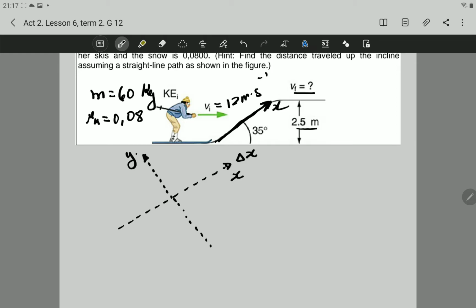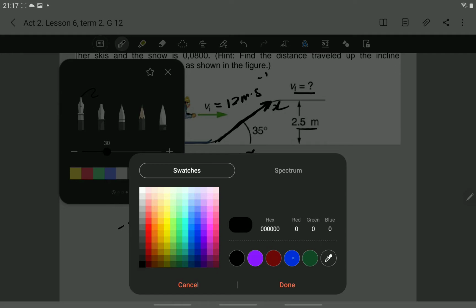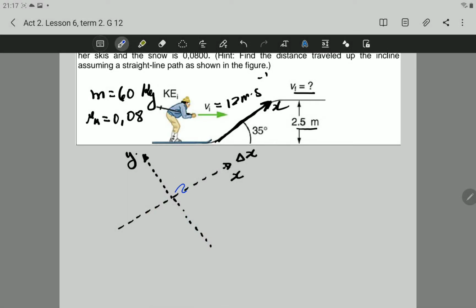Now, let's see what forces are acting on the object. Remember, the object is just sliding, so nobody is pushing that person up. So what forces are acting there? This is the normal force. There is the frictional force. And there is the gravitational force.